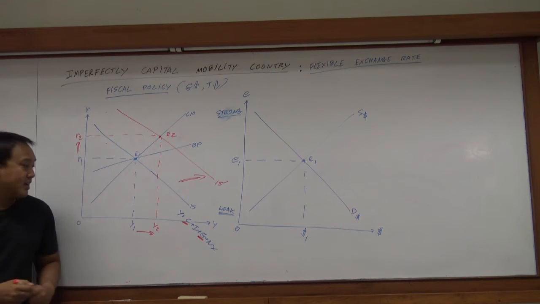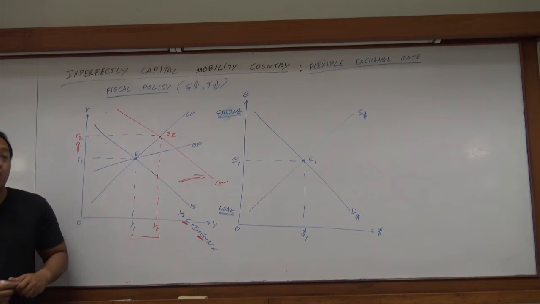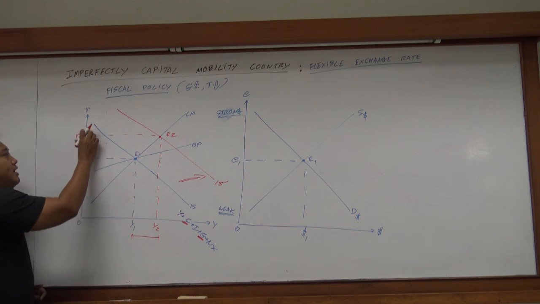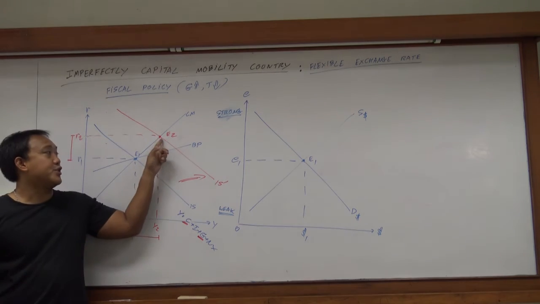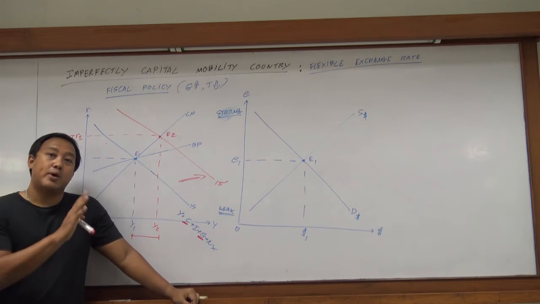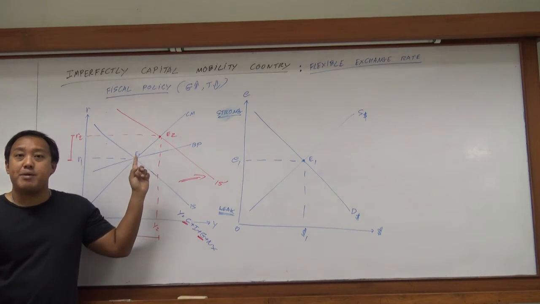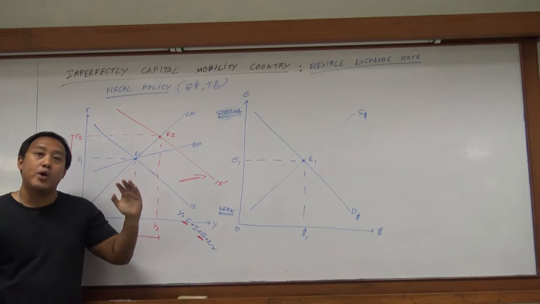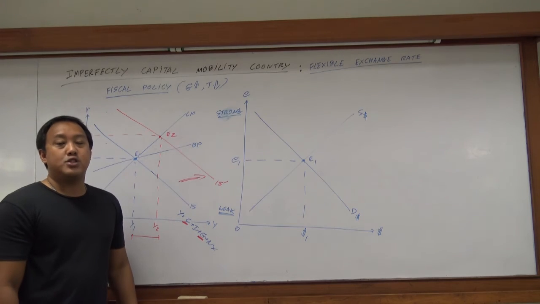Okay, better. GDP increasing a lot from Y1 to Y2. Real interest rate increasing a lot from R1 to R2. The new equilibrium point, E2, is located above the BP curve. So what does it mean? The new equilibrium point located above the BP curve means that the real interest rate is too high.